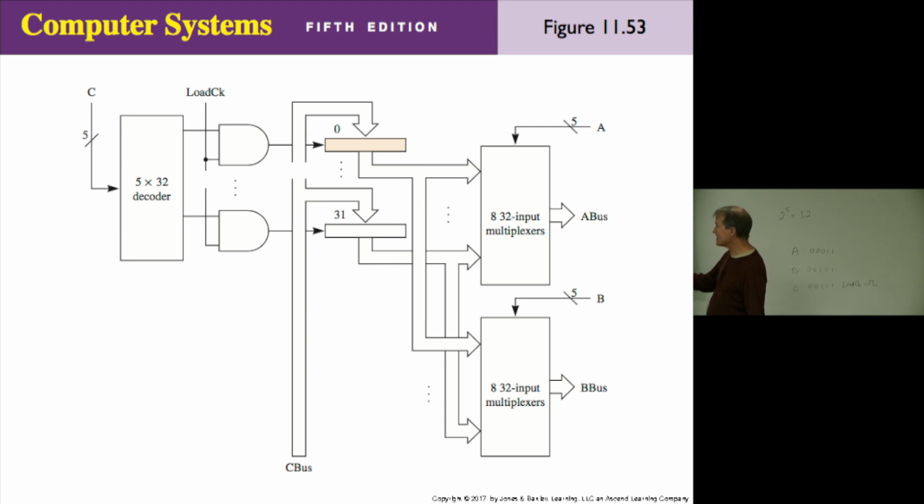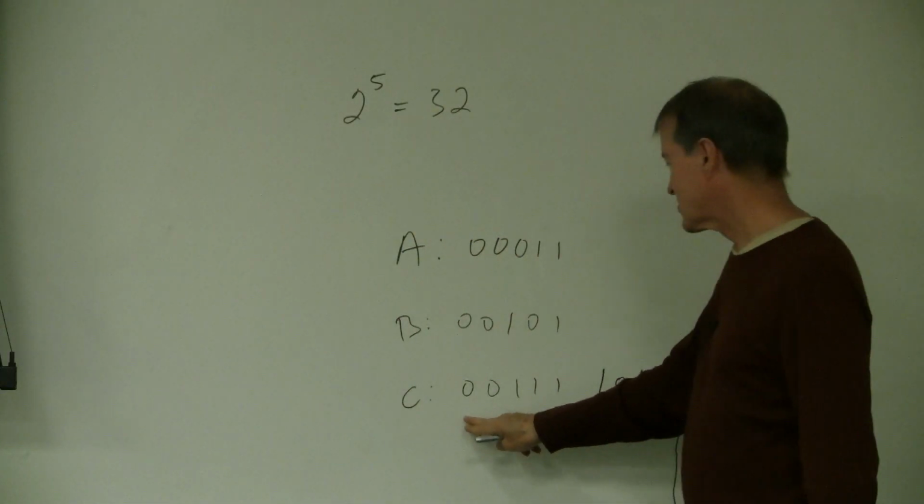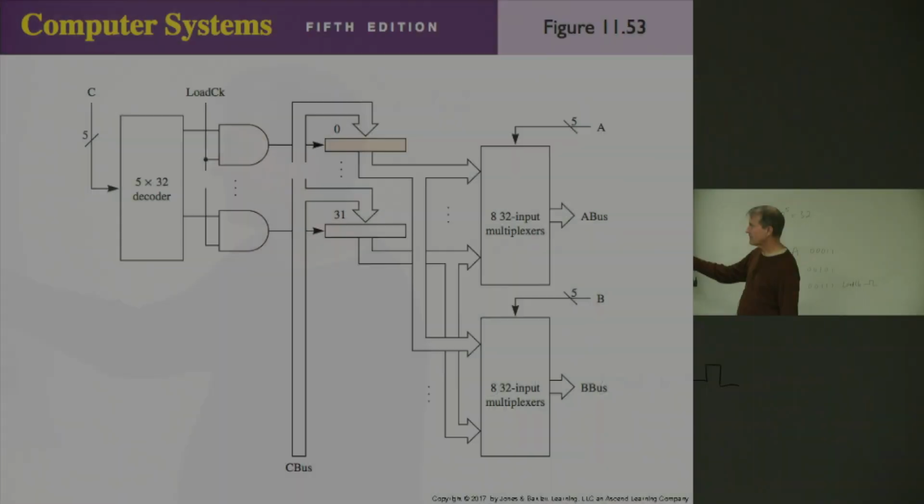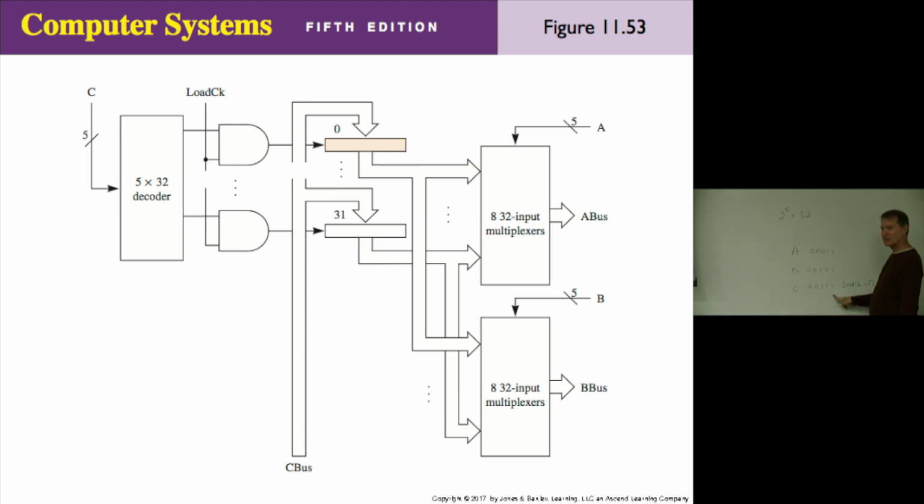And furthermore, the C bus coming up here from the left is going to what inputs? Going to the D inputs of each of the registers. So here, if C is 00111, what is the output of that 5 by 32 decoder? Practically all of those outputs are zeros, except for number what? 7. Number 7, the 8th one. And that's the one that's going to be enabled, and here's the load clock.